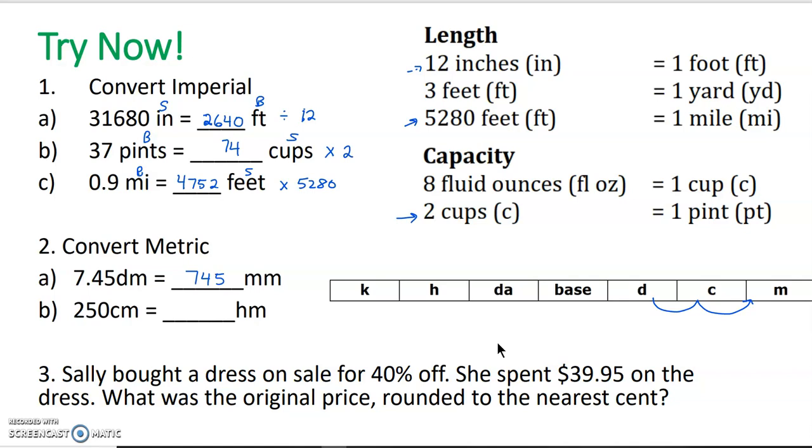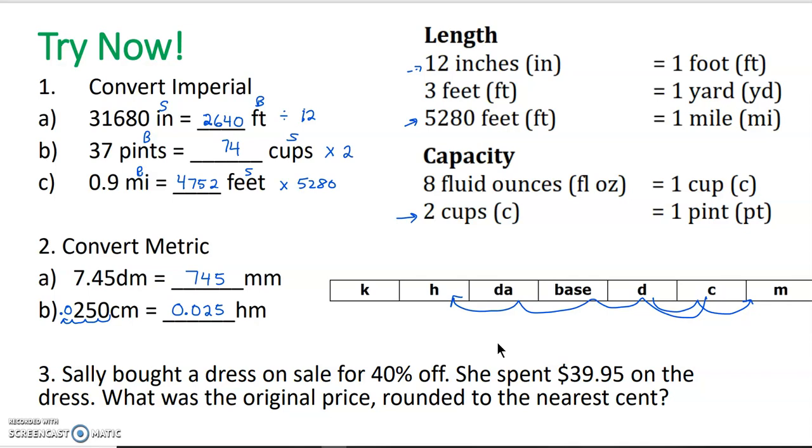To go from centimeters to hectometers, we're going to move 1, 2, 3, 4 places to the left. So we're going to end up with 0.025 hectometers. I took away that last 0 as we don't need it when we write the decimal.